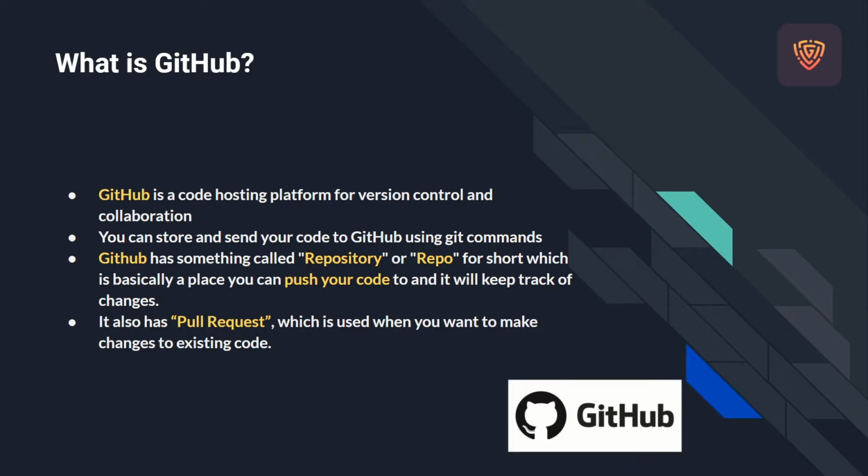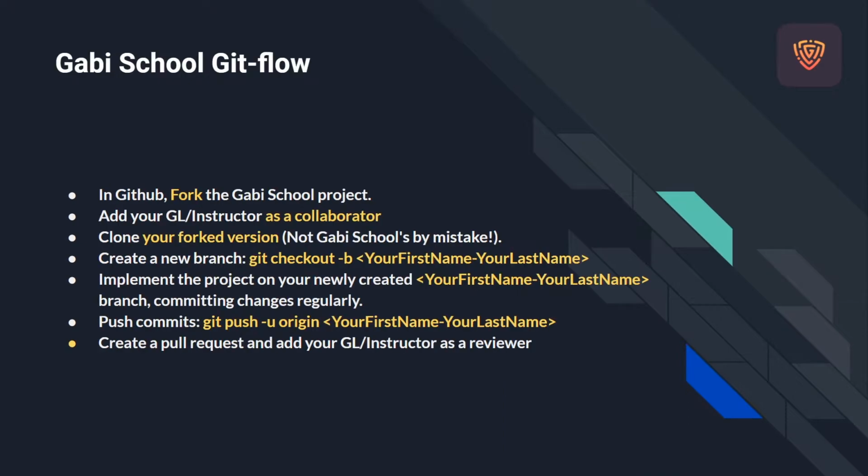Also, there is a pull request, or PR. You will hear a lot about the PR. A pull request is when you take code of your own and you want to make changes to existing code, and you want to send those changes to the person who owns that code. I'll show you an example of how a pull request works.